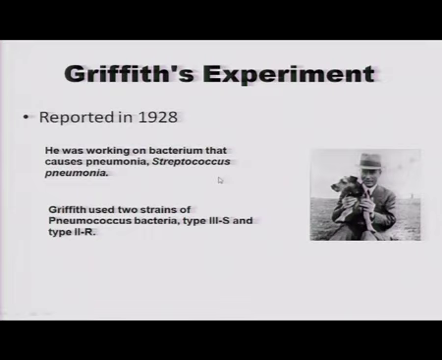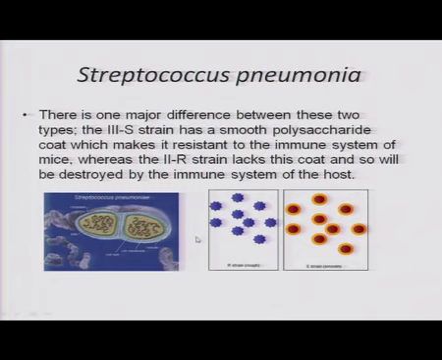Now, let us know about the first experiment performed by Griffith to identify the chemical nature of genetic material. Griffith reported his experiment in 1928, and he used a bacterium which caused the pneumonia disease, Streptococcus pneumoniae, and he found two strains of that bacteria. One was type 3S and the second was type 2R. There was a difference in the cell wall, the outermost layer of the bacteria, in 3S and 2R.